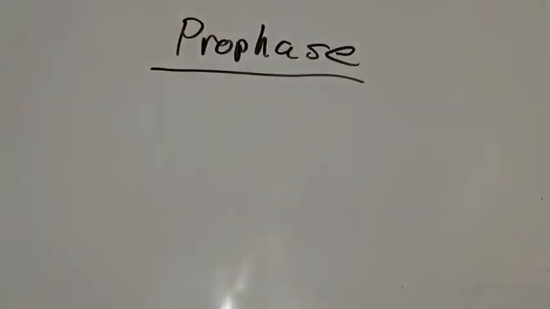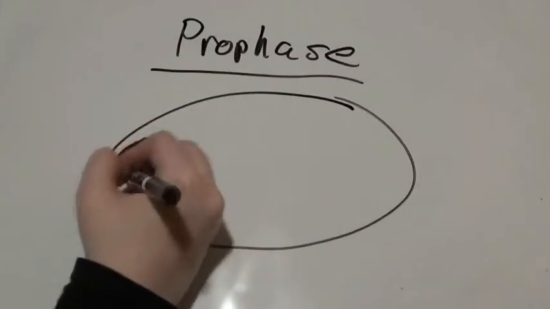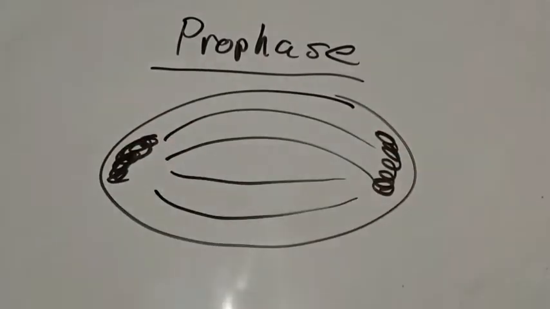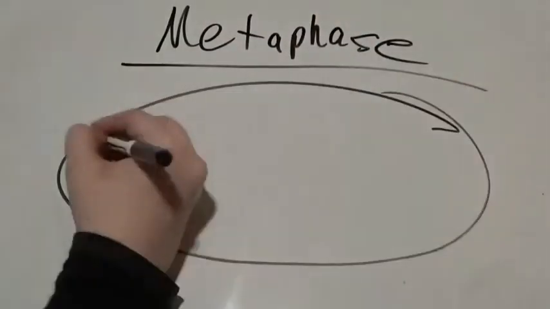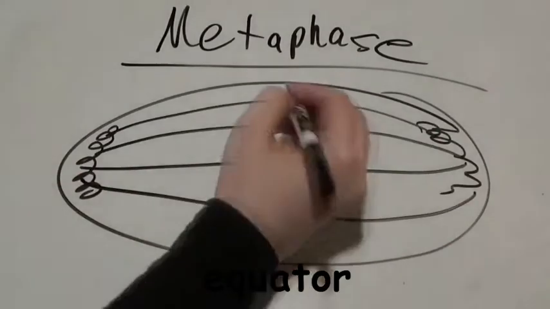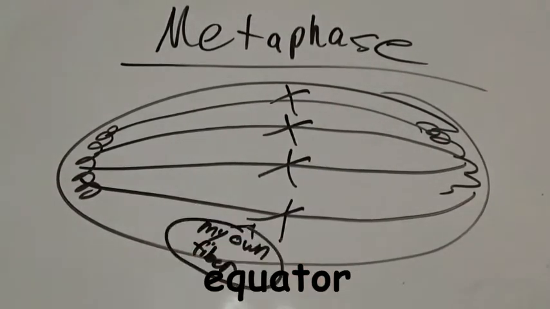In prophase, we find that we have two different poles with spindle fibers connecting between them, with the chromatids just randomly floating. In metaphase, we have the two poles and the spindle fibers with the chromatids lining up in the center with their own spindle fibers.